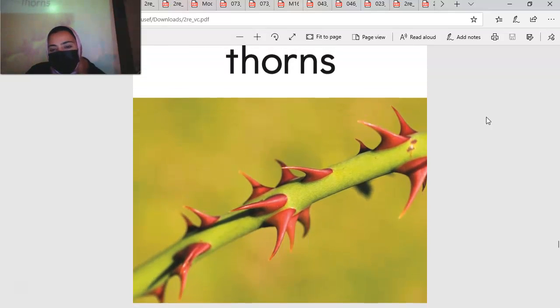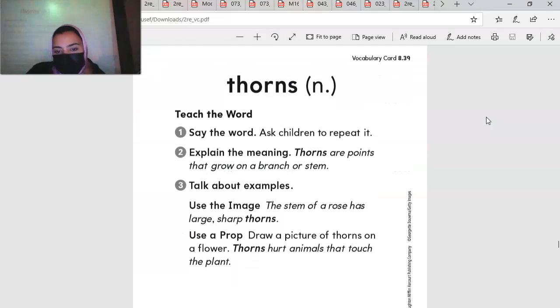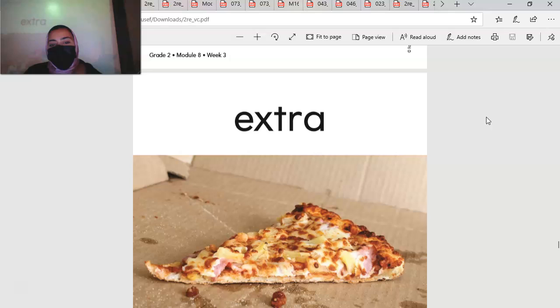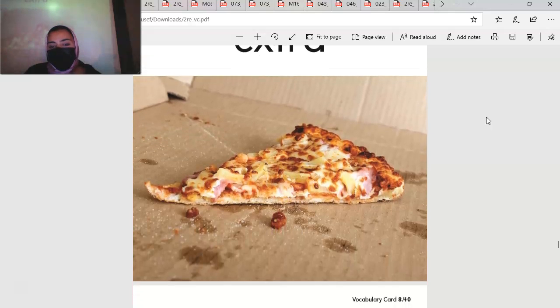Thorns is very similar to prickles. What are thorns, Dominic? They're like pointy things that come out of the stem of the rose. Thorns are points that grow on the branch or a stem. There are more kinds of plants that have thorns, not only a rose. But good job.